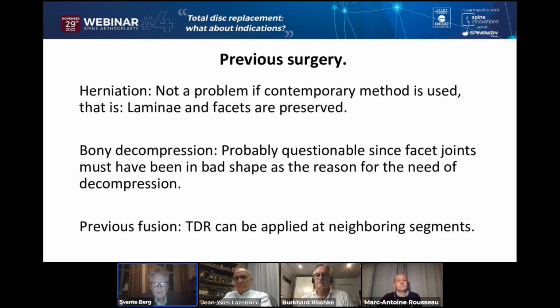If the patients have had previous surgery and it's contemporary lumbar herniation surgery, it's not a problem if the facets or lamina are not removed. If they have been through bone decompression, it's probably questionable since the facet joints must have been in bad shape as the reason for the need of decompression. So that would probably not be a suitable case. Previous fusion, yes. When they get their adjacent segment disease, they can very well be candidates for TDR in neighboring segments.